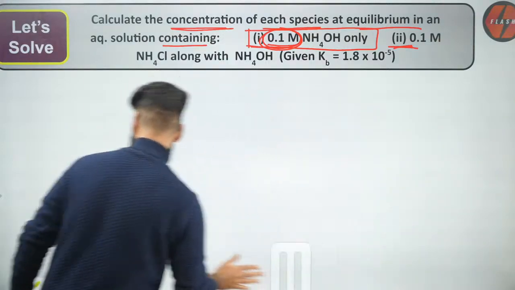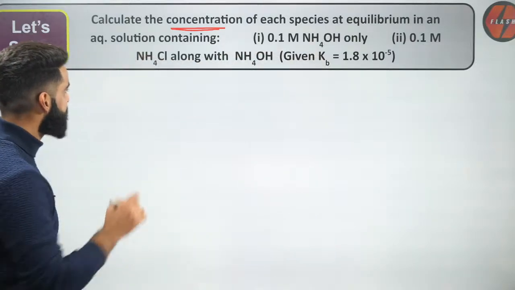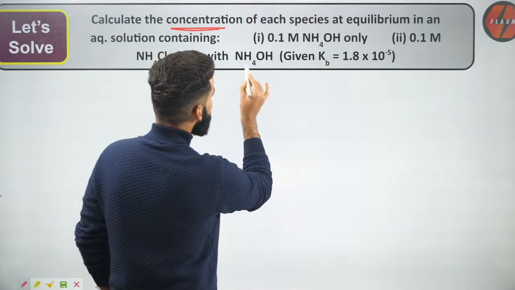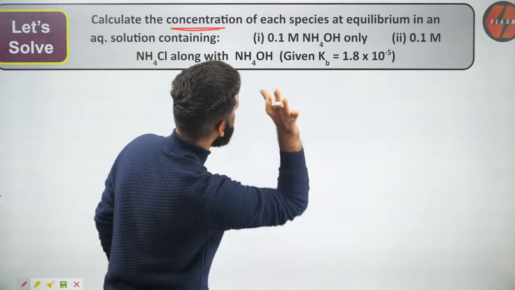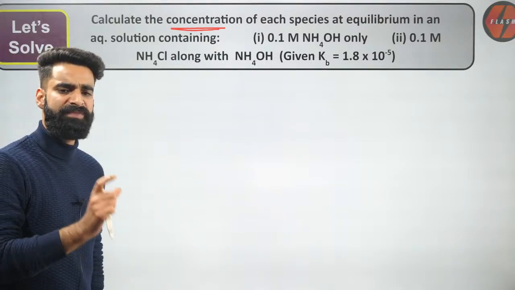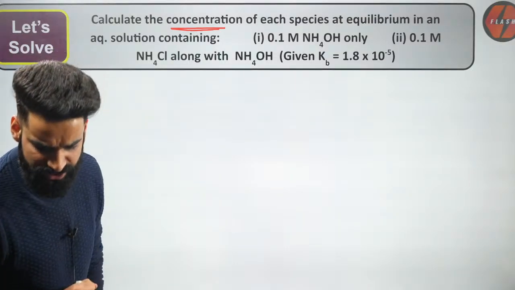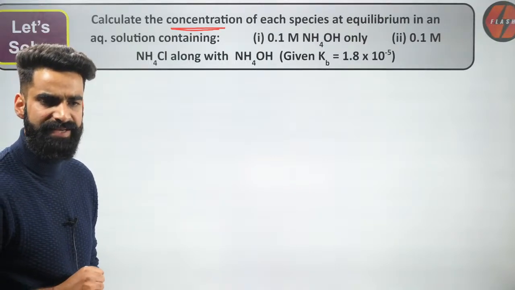See guys, understand now the second part of the question. Now we have NH4OH, and we have 0.1 molar NH4Cl along with NH4OH. This is what is given to us. Understand properly what I'm going to say. First of all, let me know in the chat box if everything is clear till here.